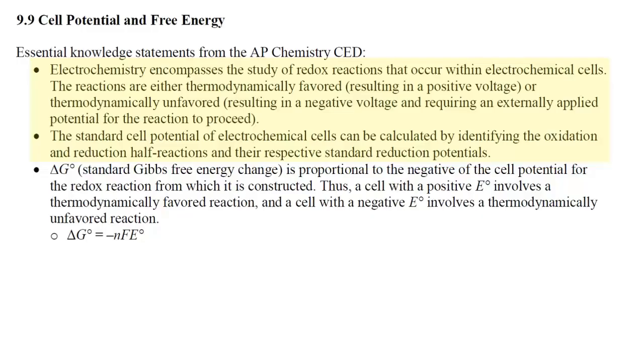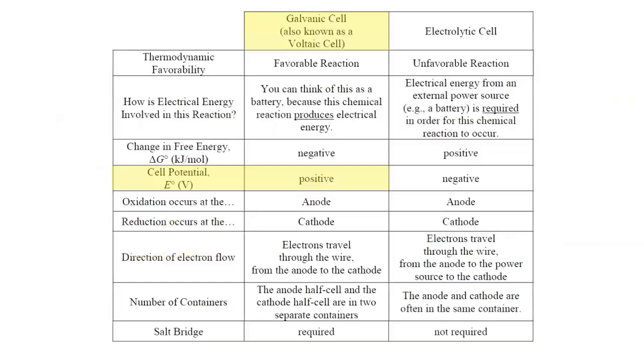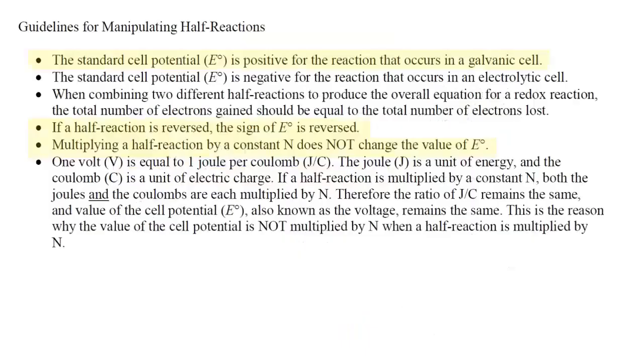You can often tell when you look at the diagram for an electrolytic cell, you can see there's an external power source or a battery that is required for that reaction to proceed. The standard cell potential of electrochemical cells can be calculated by identifying the oxidation and reduction half reactions and their respective standard reduction potentials. Because question 7 says that a student sets up a standard galvanic cell, it's important to know that for a galvanic cell, which is different than an electrolytic cell, the standard cell potential is positive for the reaction that occurs.